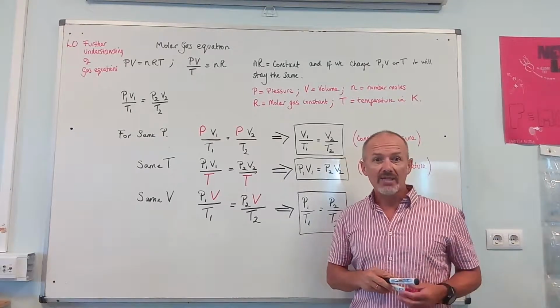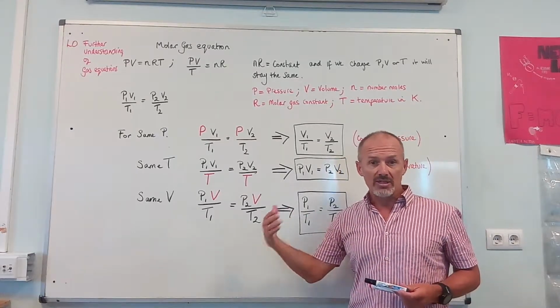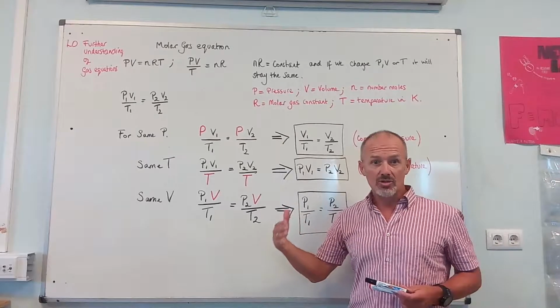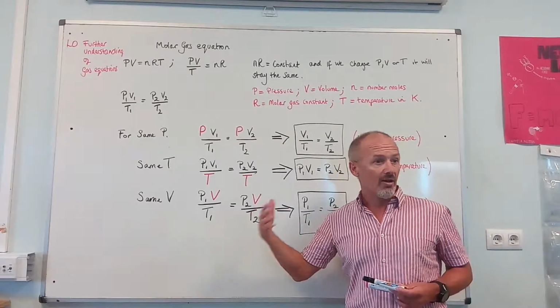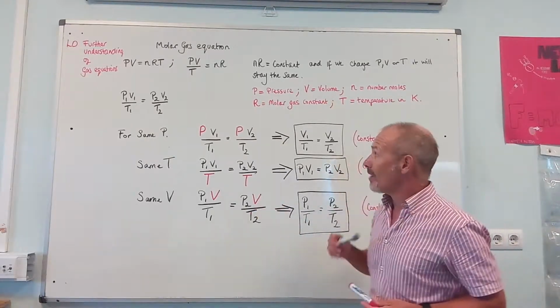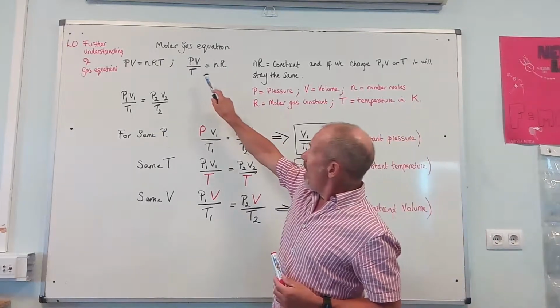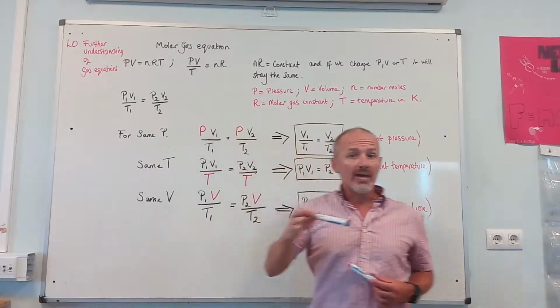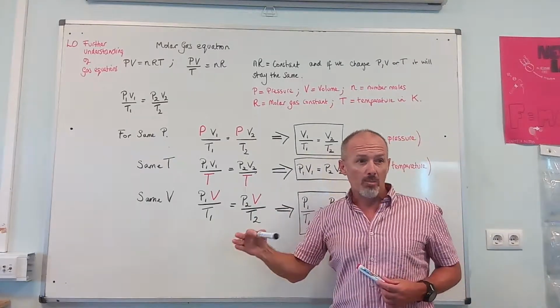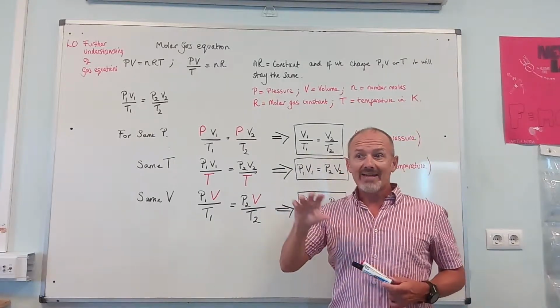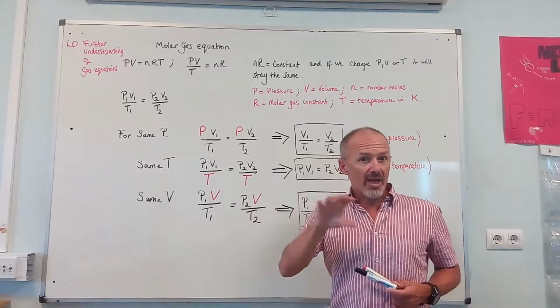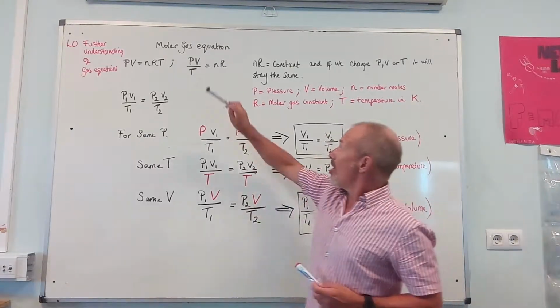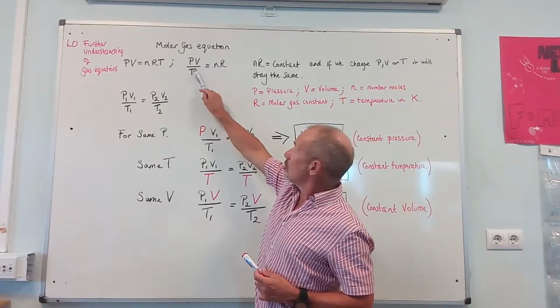If you're given your data in degrees centigrade or Celsius, you have to add 273 to that value to make your equations work. Now, the number of moles and the molar gas constant are always the same in our problems. We call that a constant. It stays the same. The pressure and the volumes change.